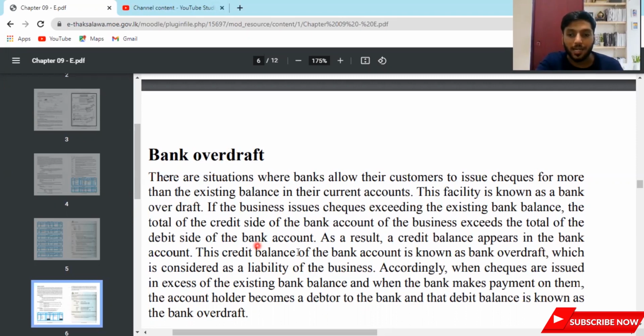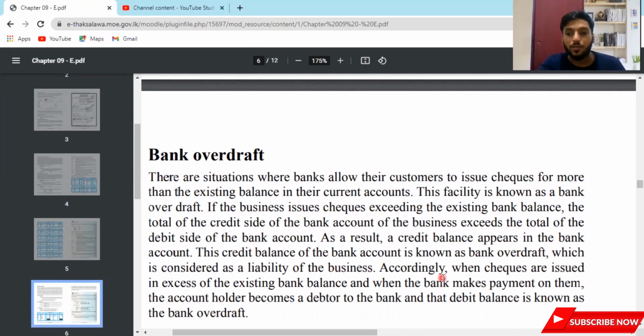This credit balance of the bank account is known as bank overdraft, which is considered a liability of the business, because when you are taking more money than you should have in your bank account, of course you become obliged, or you become a person who needs to pay the money in future one day as a liability. You have taken the money from the bank, so you need to pay it one day.